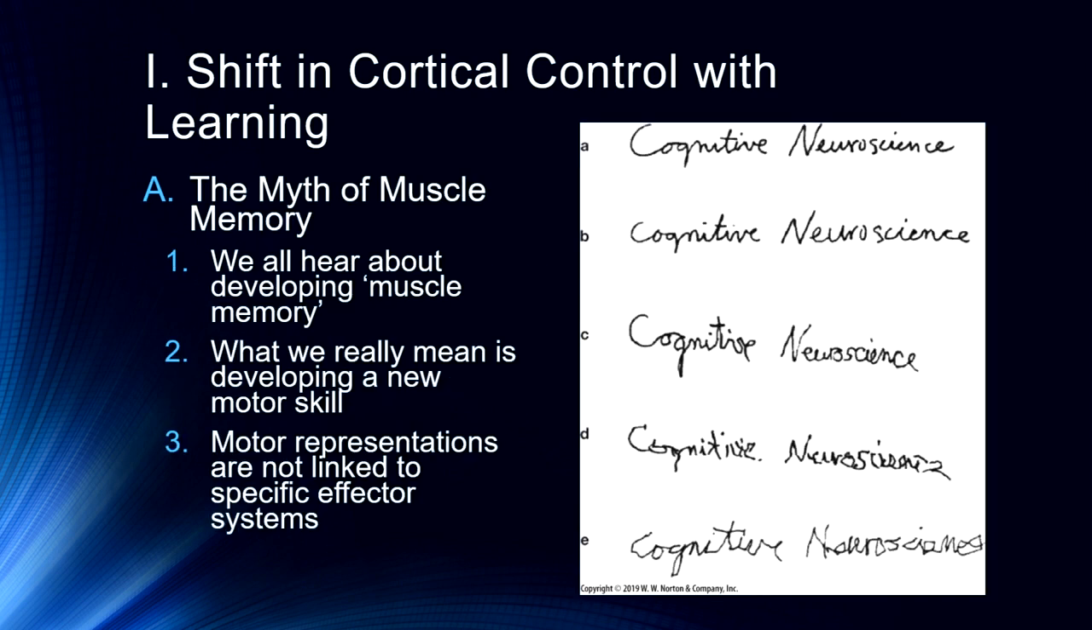So in this particular example, this person has written the same phrase, cognitive neuroscience, using their dominant right hand and then their right wrist, and then the left hand, and then their teeth, and then their feet. While obviously their handwriting gets worse as we go down the line, you can see that they're relatively similar. That is, these look like they were all written by the same person in various states of ability. What that indicates is those motor plans aren't tied to the muscles, they're tied to the brain.